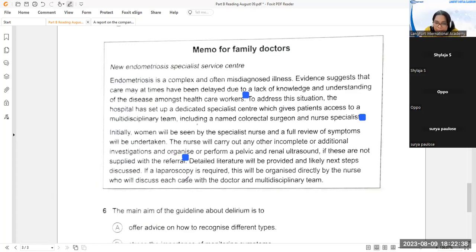Okay, Surya, you can read till the end now. Yes. Detailed literature will be provided and likely next step discussed.